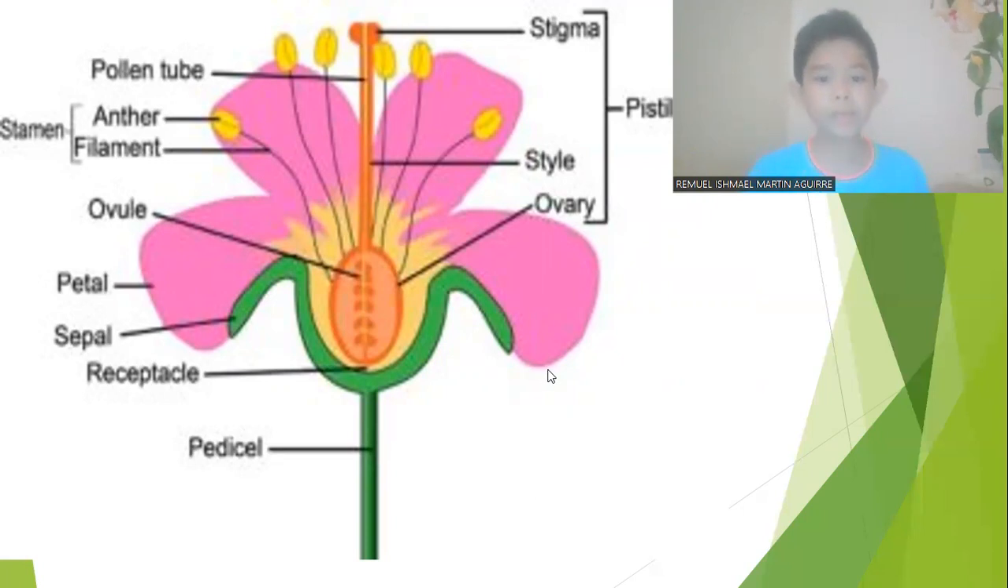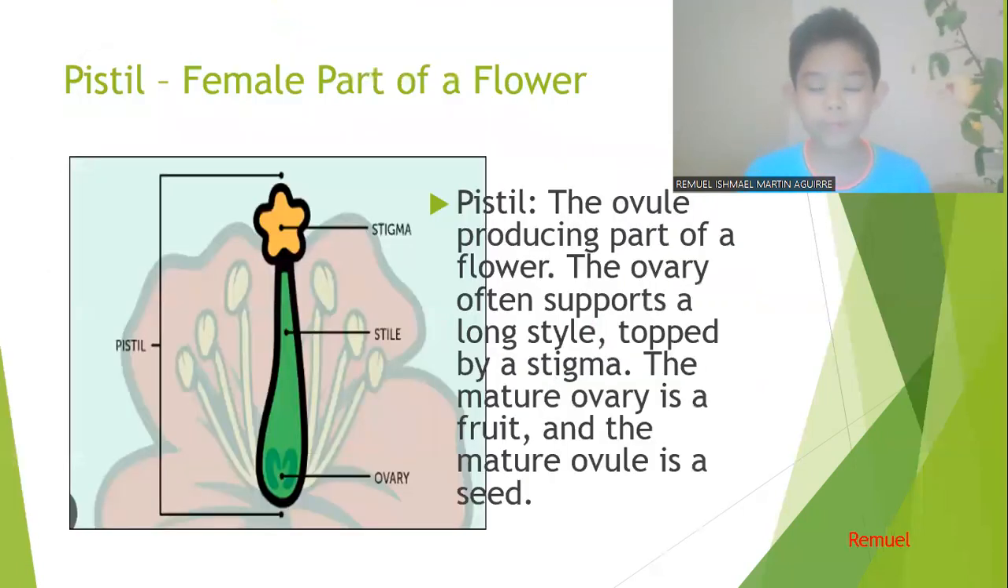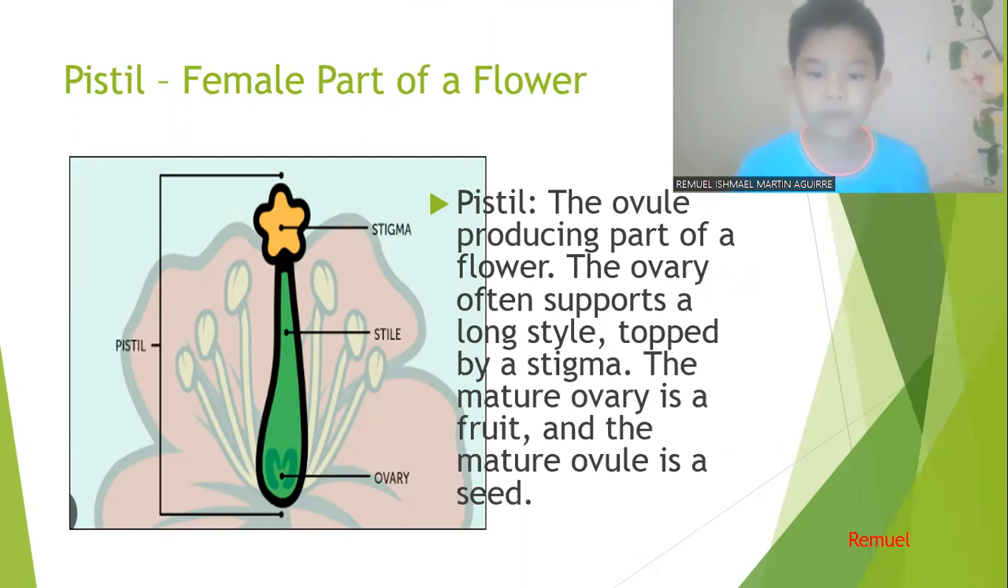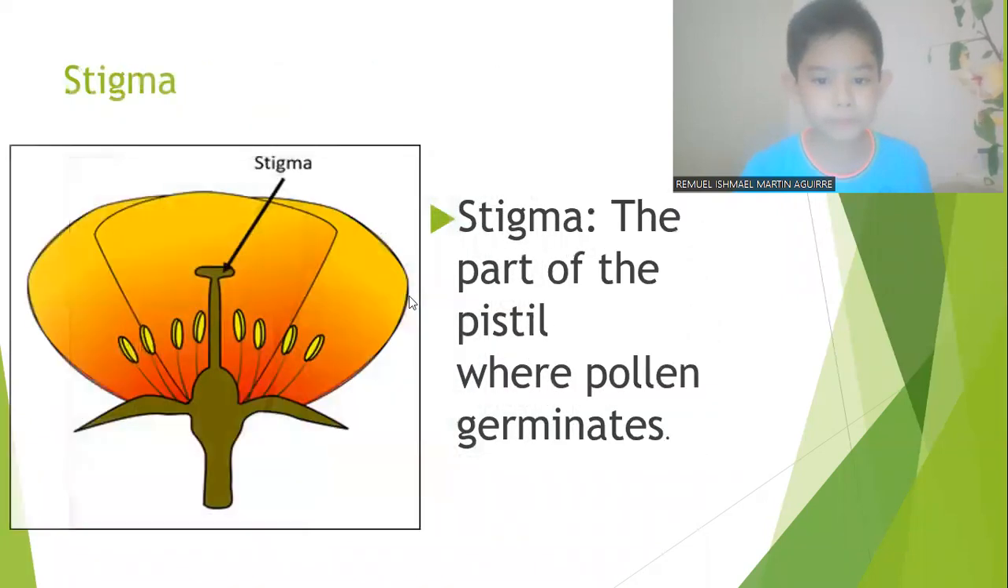Pistil, the female part of a flower. The ovule-producing part of a flower, the ovary often supports a long style topped by a stigma. The mature ovary is a fruit and the mature ovule is a seed. Stigma, the part of the pistil where pollen germinates.